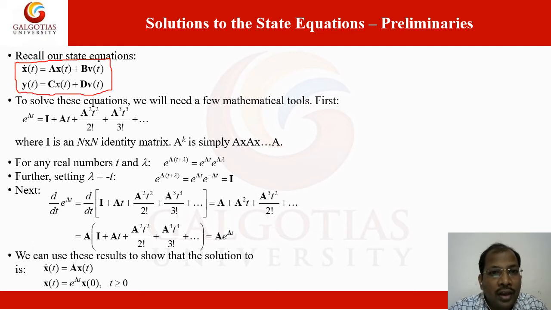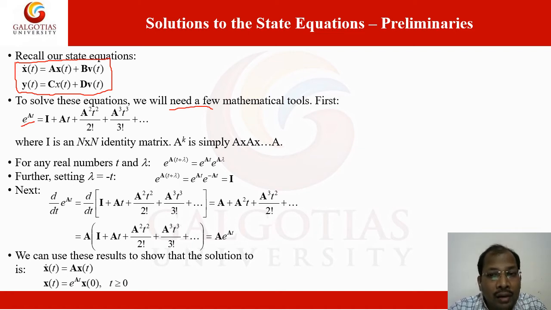When we are going to solve this equation, to find its solution we need a few mathematical tools. Suppose in the exponential series, e to power ax, we represent 1 plus ax plus x square by factorial 2 plus x cube by factorial 3 plus x to the 4 by factorial 4, like that up to infinity. If we put e to power at, in place of x we put at, and this becomes the vector and matrix form.